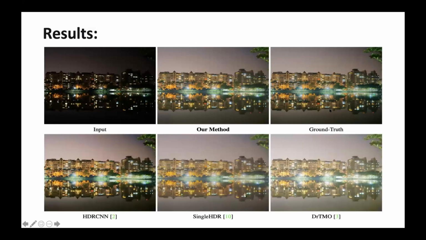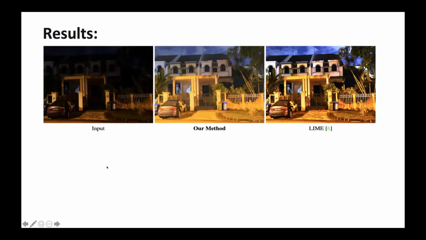And these are comparisons with other methods, HDR CNN and single HDR, which are all state of the art. As you can see, hopefully, the color, for example, is quite maintained here. Unlike RPMO here, the color is actually quite different from the ground truth. The same goes for HDR CNN here. So that's the advantage of our method.